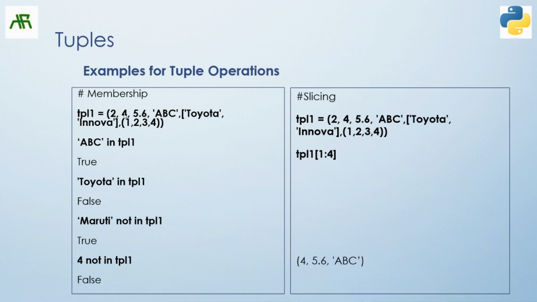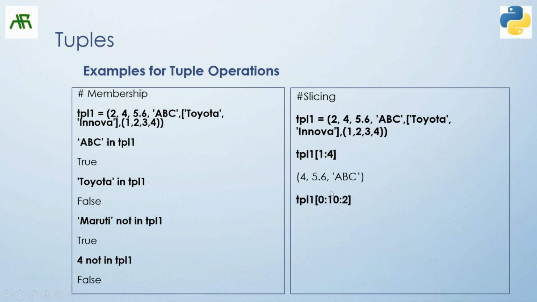The next operation is slicing. Slicing is in the same example as we saw earlier. We have to give a range of index numbers to get a slice of the tuple. So I'm giving the tuple index 1 through 4. If I give 1 through 4, I'm going to get elements having index 1 through 3. So I'm going to get 4, 5.6 and ABC as the output here.